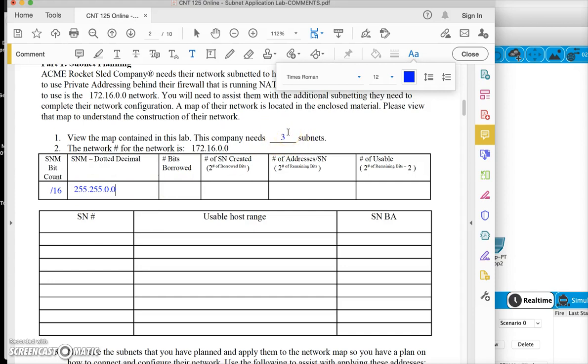Now, it's up to you. You can borrow 2, 3, 4, 5 bits. It's really up to you. And actually, I encourage you, if you do the lab where you borrow 3 bits, to go back and do it again where you borrow 4 bits, for additional practice. For this lab, I'm just going to borrow 3 bits. I'm going to keep it nice and simple.